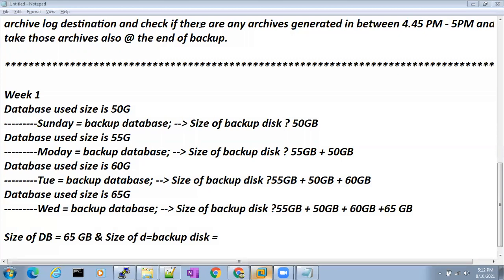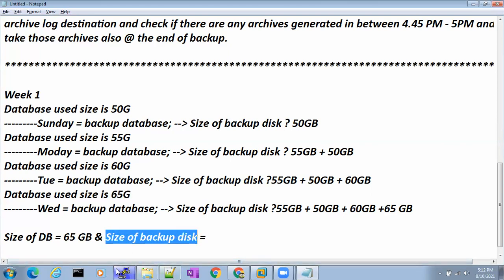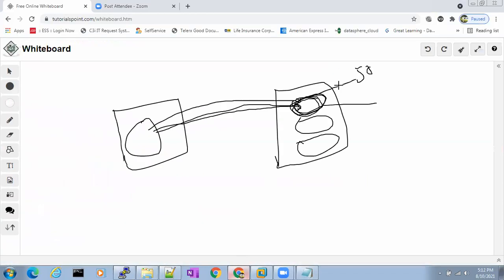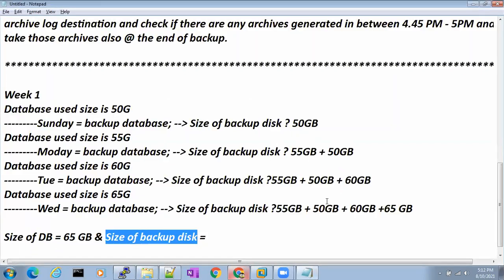Someone can unmute and answer. What is the size of the backup disk? At the end of Wednesday, the size of the database, if I calculate it, is 65 GB. But what is the size of the database disk, the used disk space? 65 GB only. Why 65 GB? Because it overwrites the information on the disk. Yeah, very good.